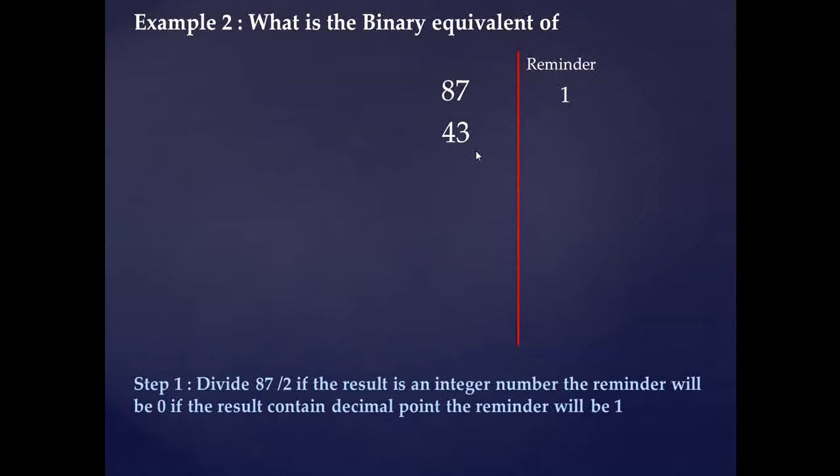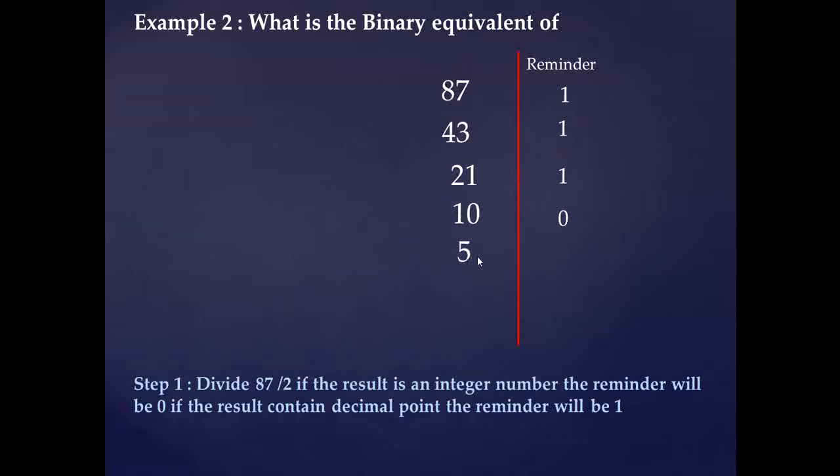Then 43 divided by 2 equals 21.5. So we wrote the 21 here, and the 0.5 will be written here as a 1 remainder. 21 divided by 2 equals 10.5. 10 should be written here and a 1 remainder. Then 10 divided by 2 equals 5. Now we don't have any decimal points, so we add a 0 remainder and a 5 here.